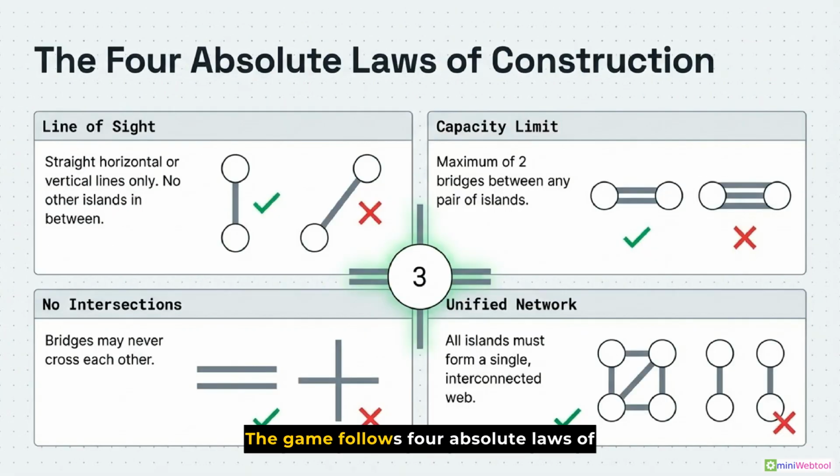The game follows 4 absolute laws of construction. Bridges must be straight horizontal or vertical lines between islands with no intersections. A maximum of 2 bridges can connect any pair of islands, and all islands must form a unified, interconnected network.